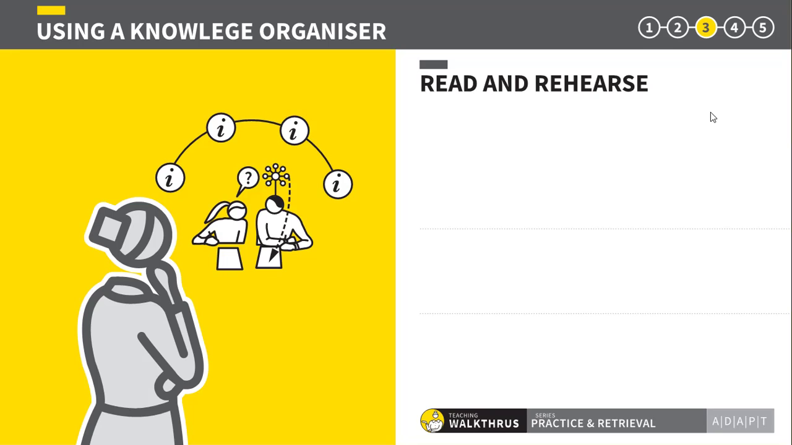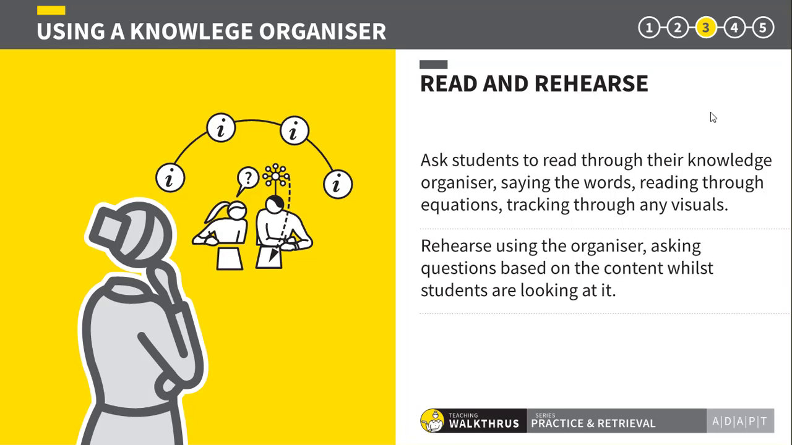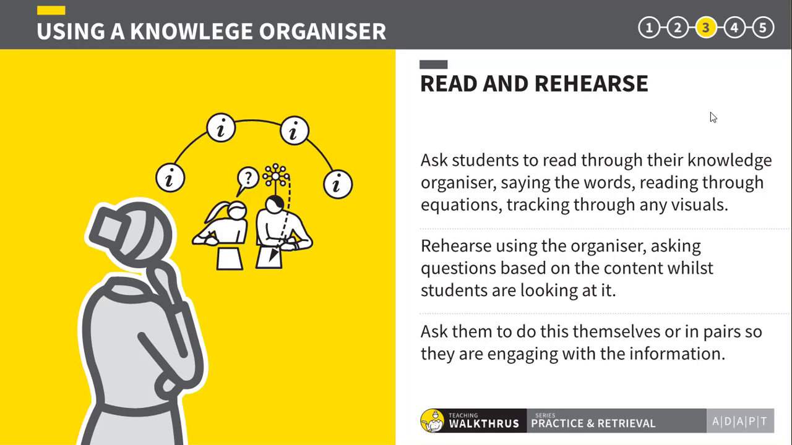Step 3, read and rehearse. Ask students to read through their knowledge organisers, saying the words, reading through equations, tracking through any visuals. Rehearse using the organiser, asking questions based on the content while students are looking at it. So it's a working document. You're going to quiz them on it as they're reading it. Ask them to do this themselves or in pairs so they're engaging with the information.